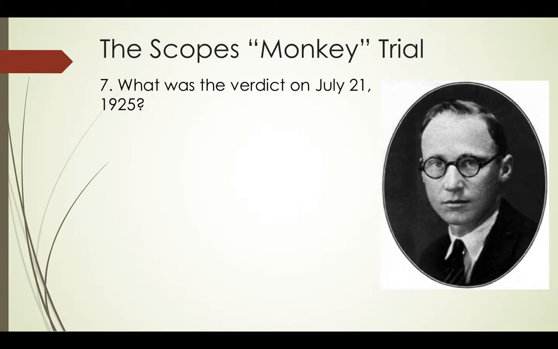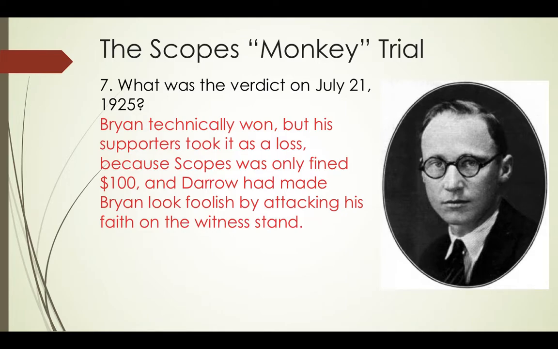All right. So this debate went on for several days in July of 1925, and the verdict was that Bryan, the creationist, technically won because Scopes did break the law. But his supporters took it as a loss because Scopes was only fined about $100, and Darrow had really made Bryan look very foolish by attacking his faith on the witness stand. Darrow had called Bryan as a witness and mocked his faith and got him really flustered, to the point where Bryan was standing up and shouting and made a fool of himself. So while Bryan did technically win, he looked very foolish on the witness stand.